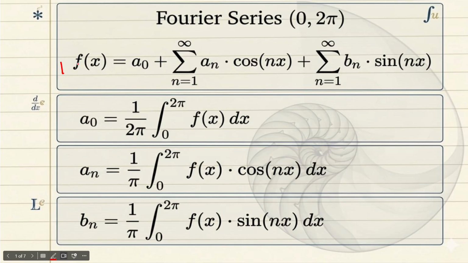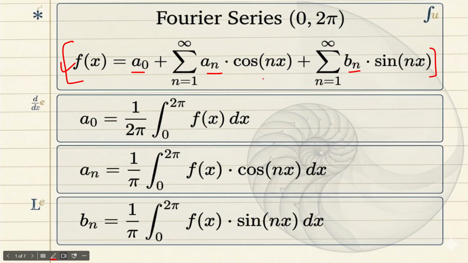So this is our main Fourier series. f(x) is equal to a0 plus summation n equal to 1 to infinity an cos nx plus summation n equal to 1 to infinity bn sin nx. You have to remember this series, okay? While solving every question of Fourier series, the first step should be to write down this Fourier series.